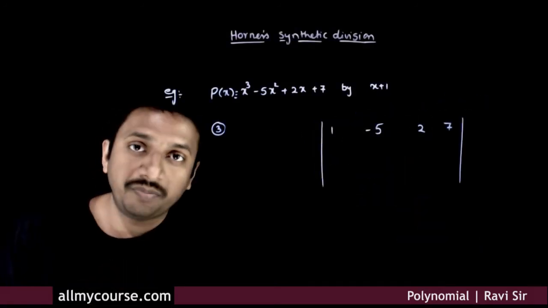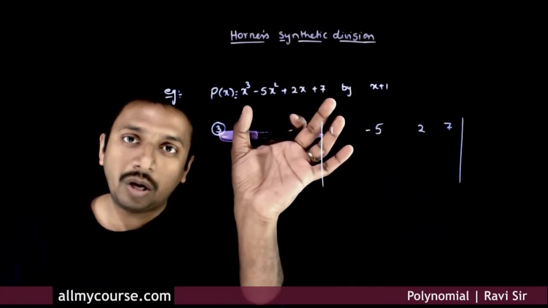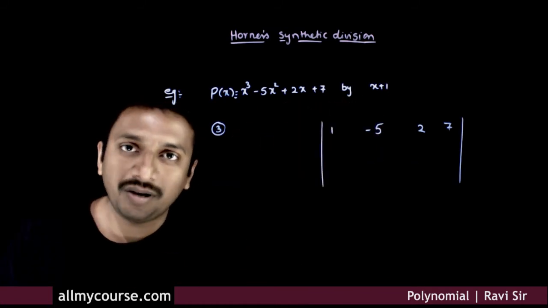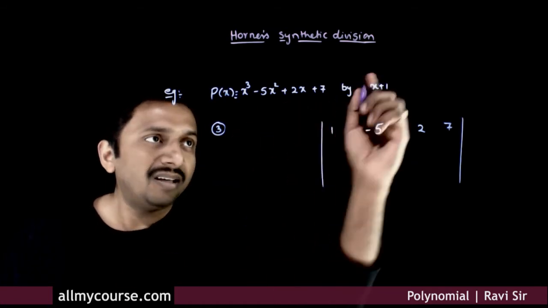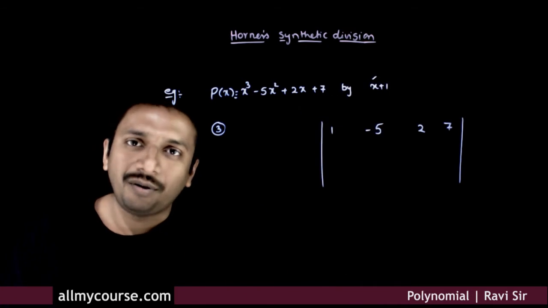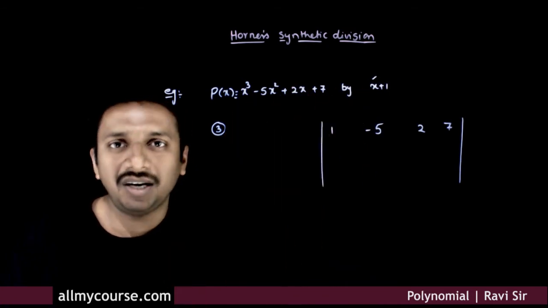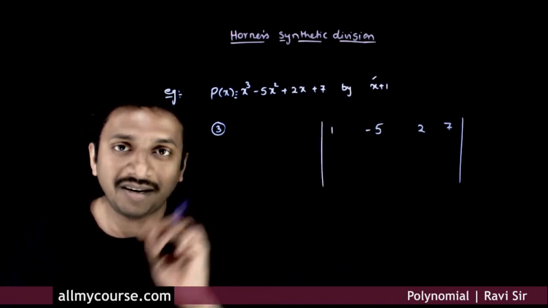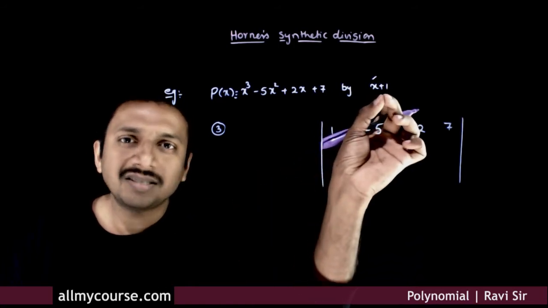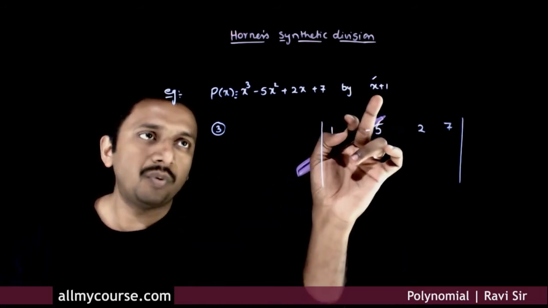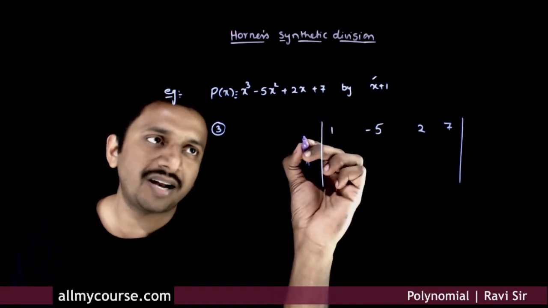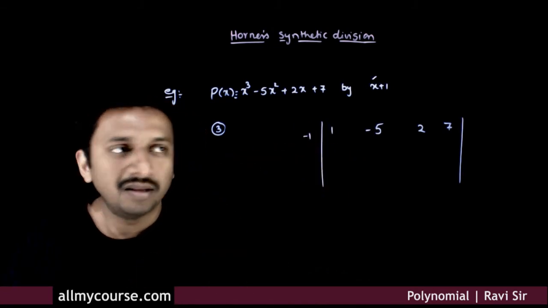So the final level of simplification when you want to divide a polynomial with a linear polynomial is that we stop taking the leading coefficient. We just ignore the leading coefficient. We don't write it and just change the sign of the constant term. So if you want to divide by x plus 1, just write minus 1 here.